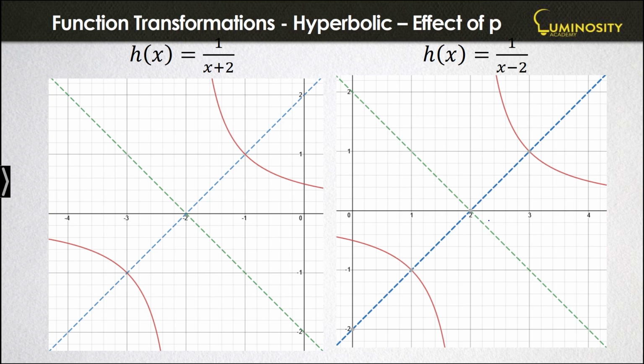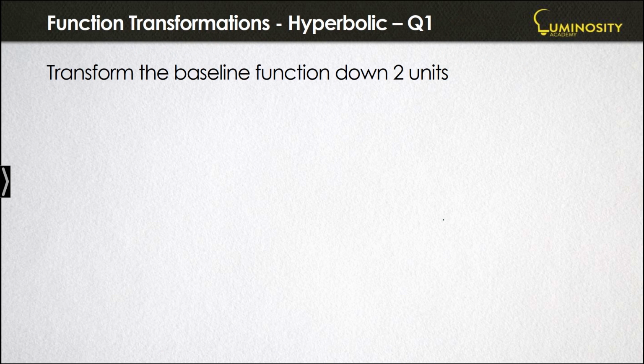So we can take a look over here, and we see that in our first equation, we have h of x equals 1 over x plus 2. So this should move us to the left by 2 units because our p is positive. And as you can see, this moved to the left 2 units, and on the right, we have x minus 2 on our denominator. So this is going to move to the right by 2 units, and that's exactly what it did. So now let's go over some questions together.